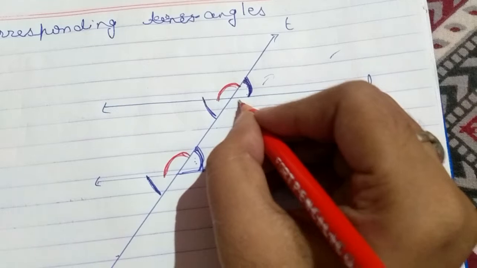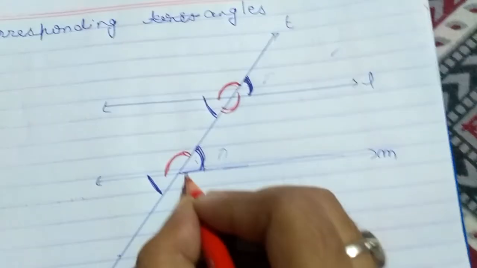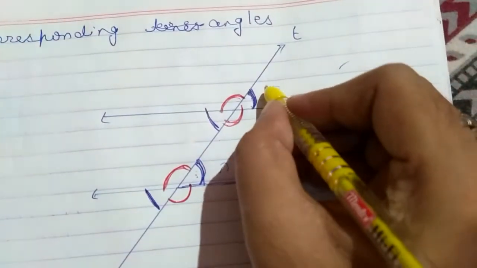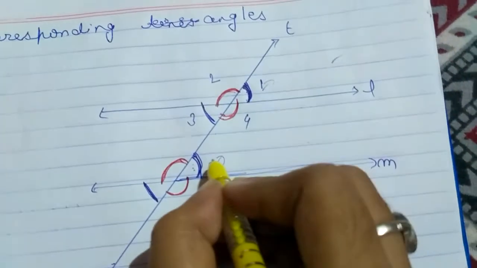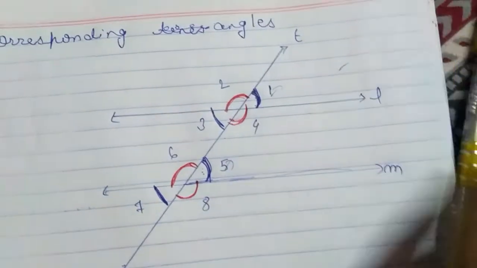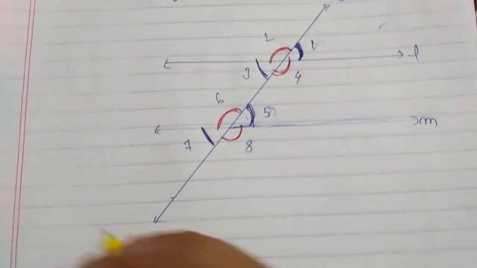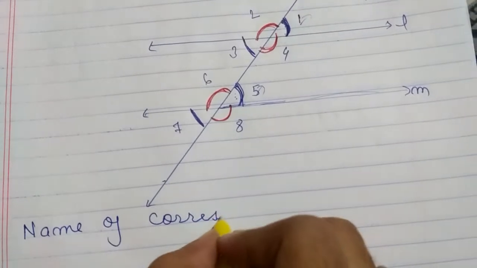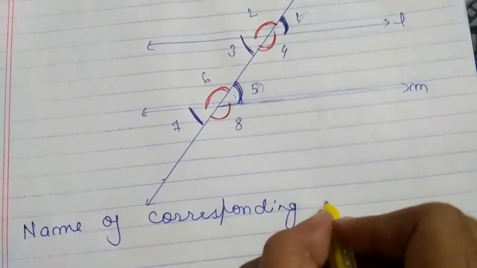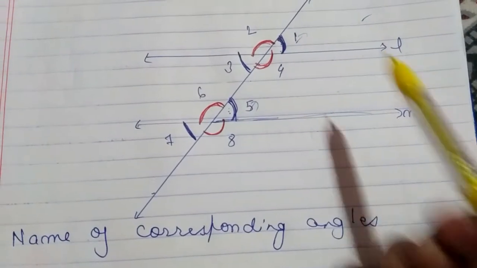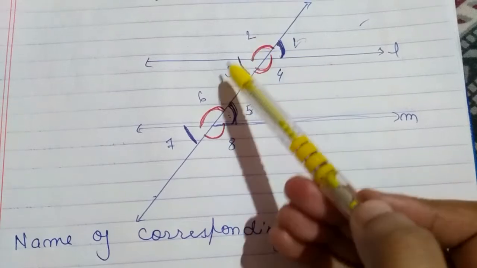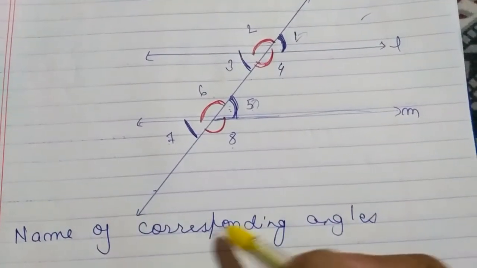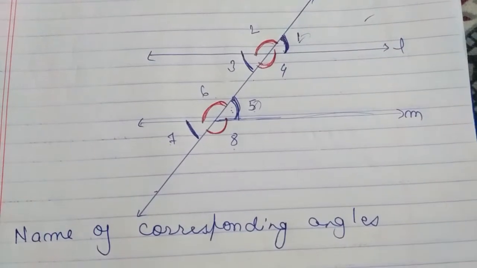Also this side and this side. So when you put names here, just suppose I put 1, 2, 3, 4, 5, 6, 7, 8. This is the name of angles: angle 1, angle 2, angle 3, angle 4, angle 5, angle 6, angle 7, angle 8. So when someone talks about corresponding angles, which angles can you say are corresponding angles?